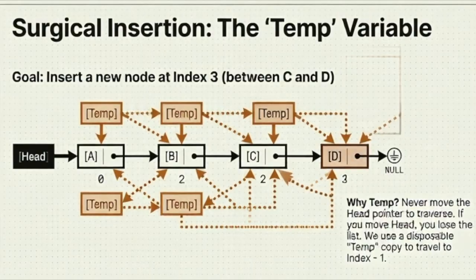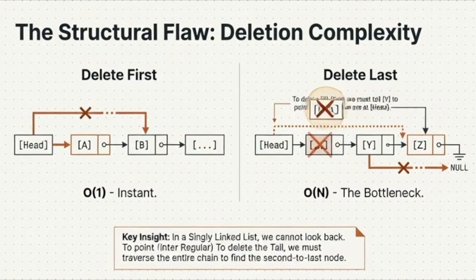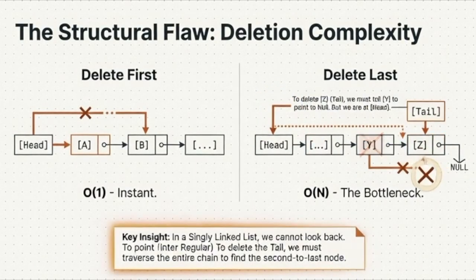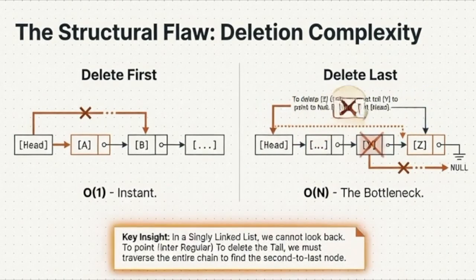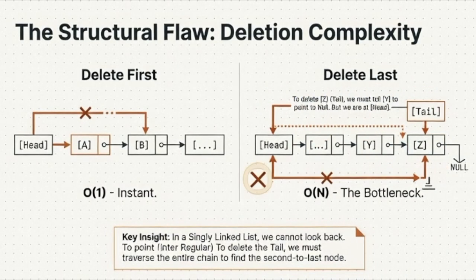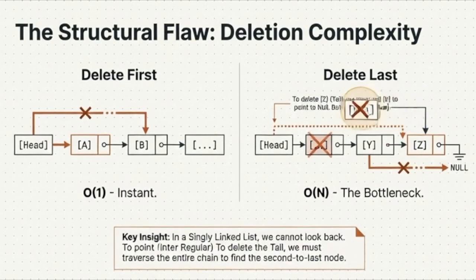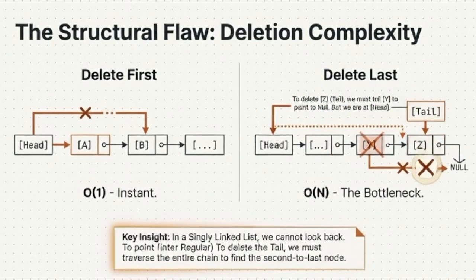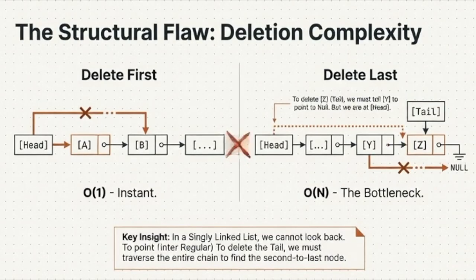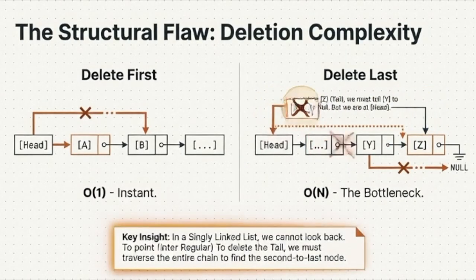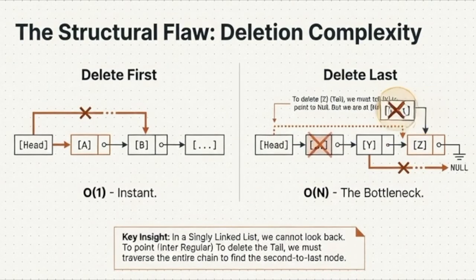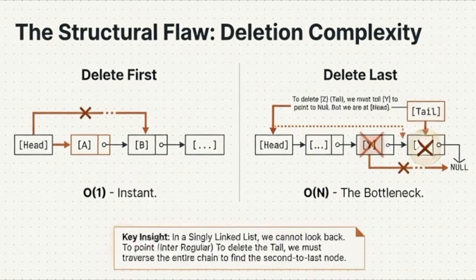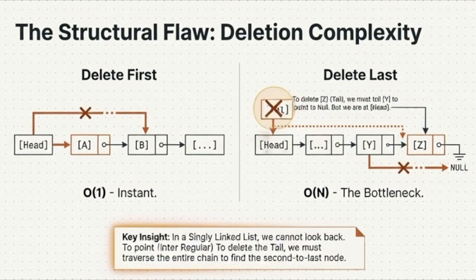Here is the structural flaw of singly linked lists, that is deletion complexity. Deleting the first item, easy, big O(1), just move head forward. Deleting the last item, that is the tail, that is the bottleneck, it is big O(N). Why? Because even though we have a tail pointer, we can't look back. To delete the tail, we need to tell the second to last node to point to null. But we are standing at the tail and we have no way to reach the node behind us. We are forced to traverse the entire chain from the start just to find that second to last node.